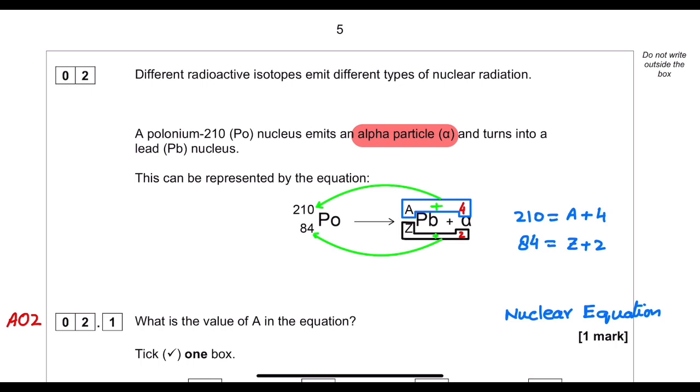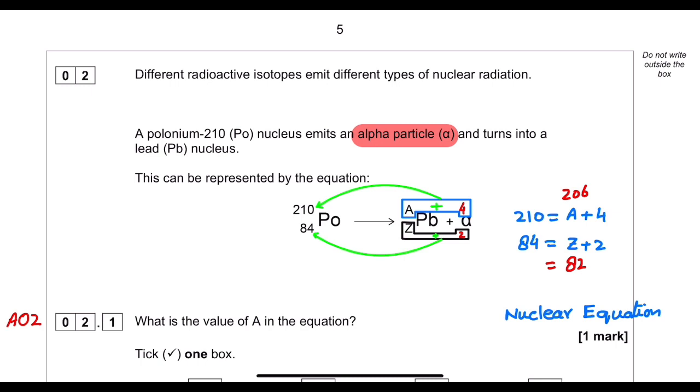So we need to find what will happen here. If this 4 goes to the other side, it will be subtracted from 210, or the student can make the job easy. What is the value of A? If we add 4, it becomes 210. The value is 206. Similarly, the value of Z is, if we take Z as 82 and we add 2, the answer is 84.